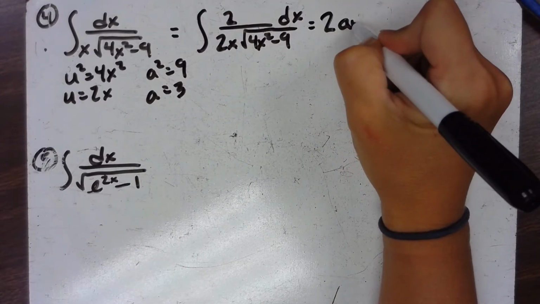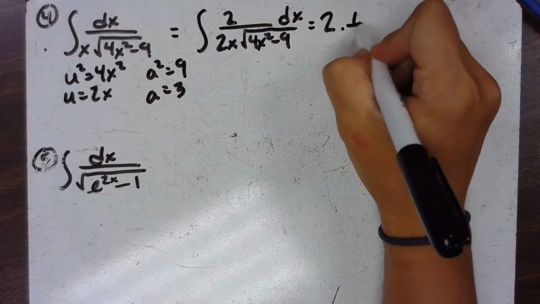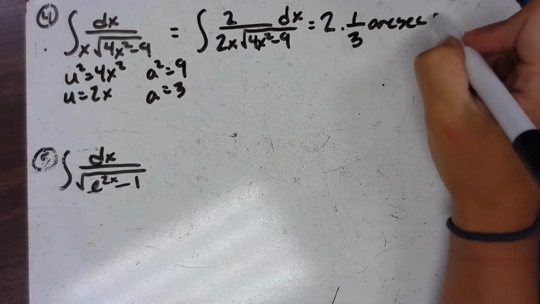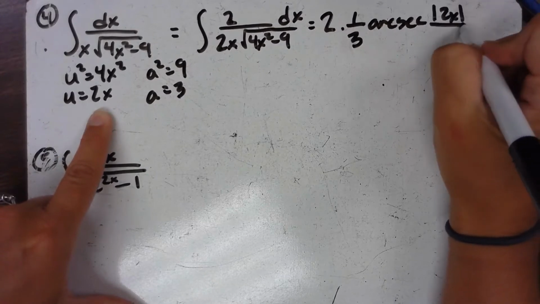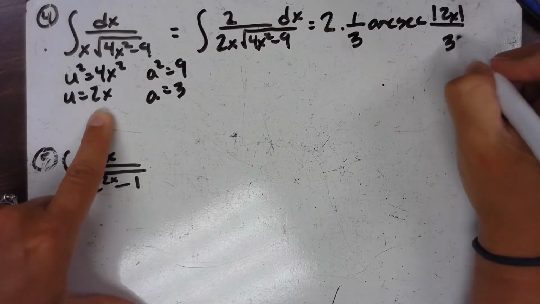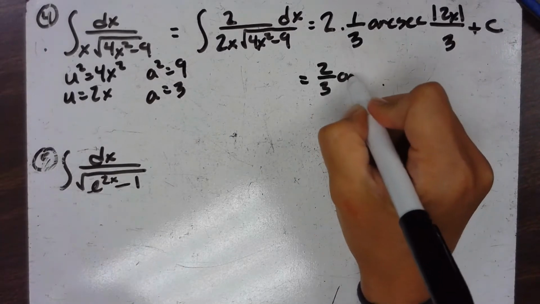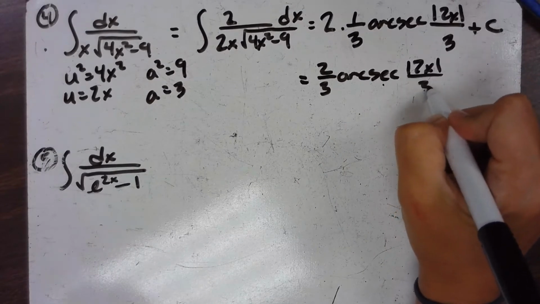All right, remember arc secant's just like arc tan, and you got 1 over a, okay? And then it's arc secant, and it's the absolute value of u, so absolute value of 2x over a, which is 3. All right, so when I clean it up, it's 2/3 arc secant, absolute value of 2x over 3 plus c.